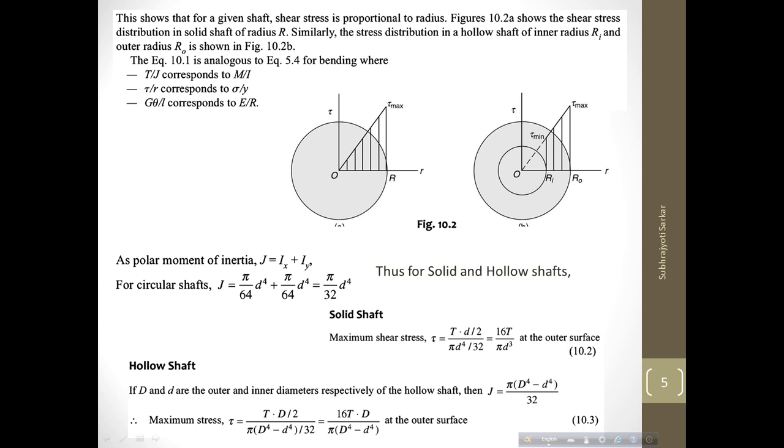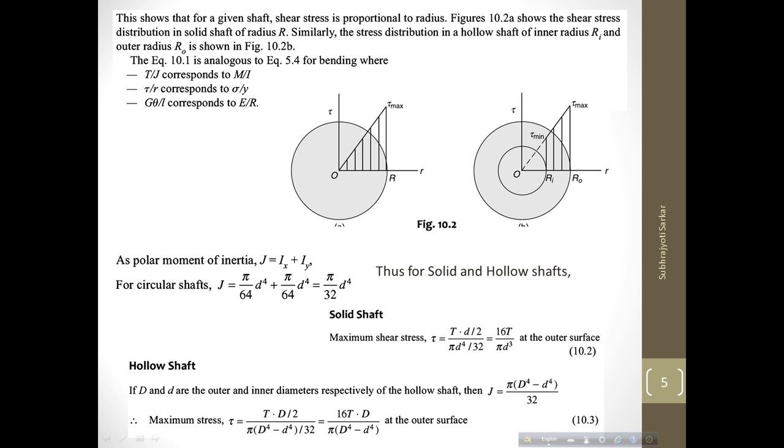So this is for a solid shaft, and for a hollow shaft it has two radii, one is the external radius and the other is the internal radius. So the shear stress will also vary from the minimum at the internal radius to the maximum at the external radius, obviously.